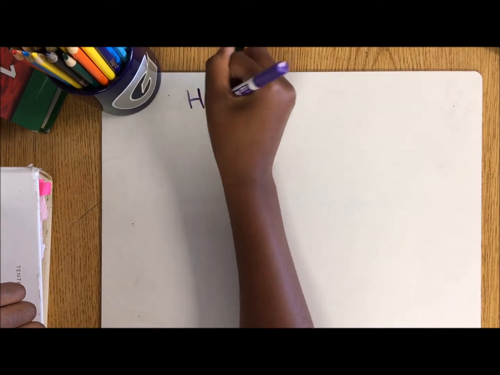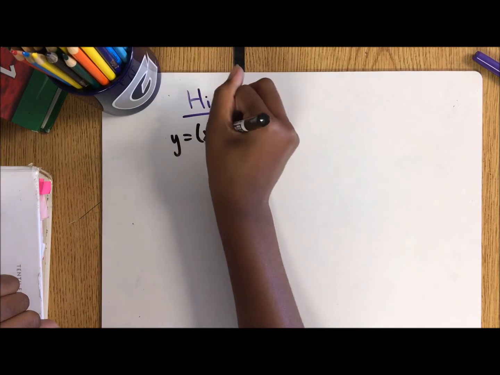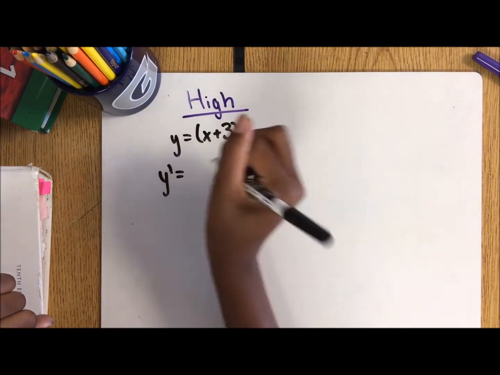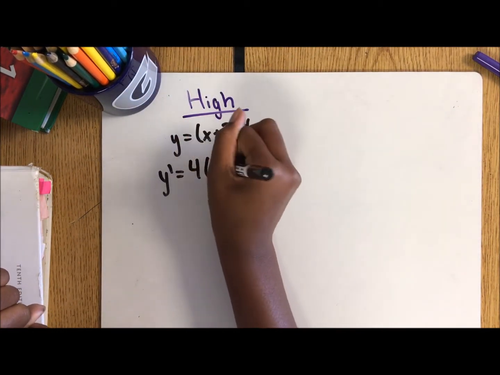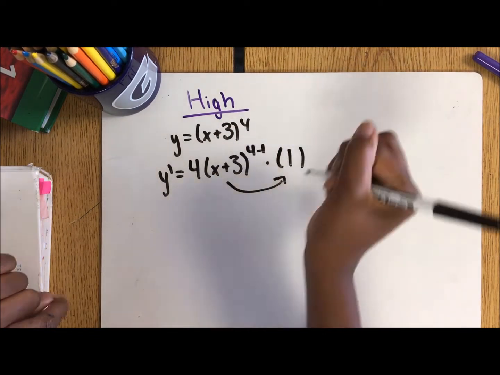Now we will find the derivative of both the numerator and the denominator using chain rule. Y equals x plus 3 to the 4th. We bring down the exponent, subtract 1 from the exponent, and derivative of the inside, which is 1.